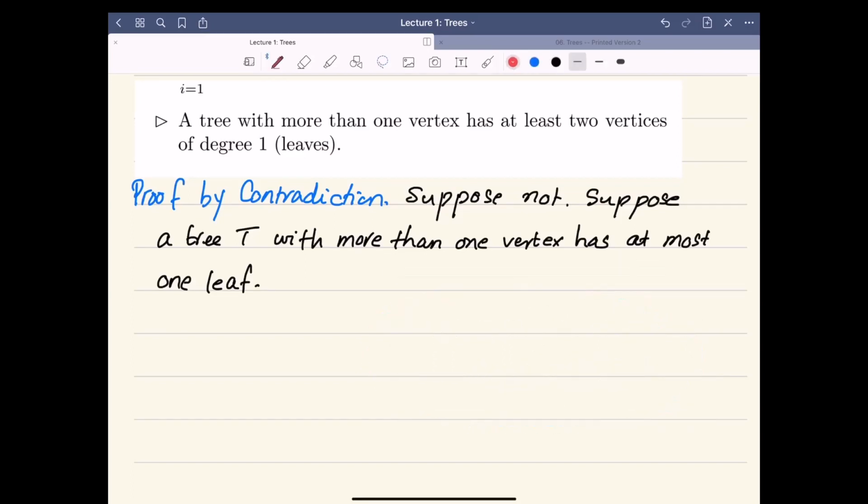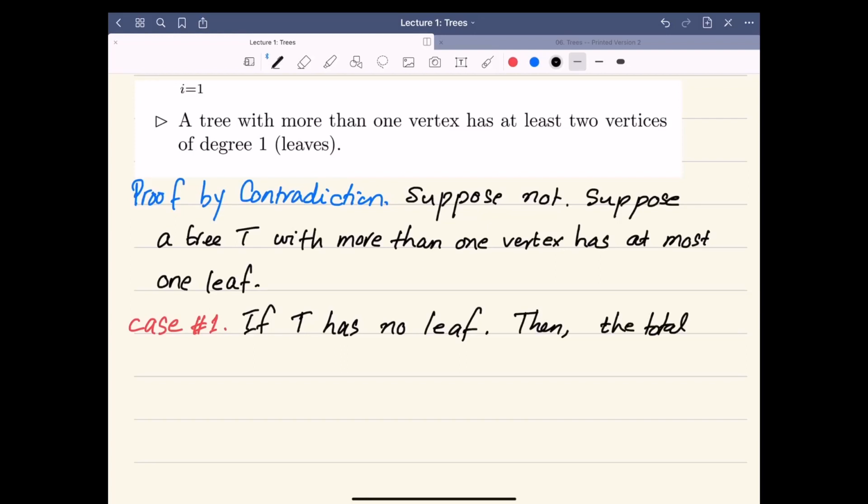Case 1, if T has no leaves or no leaf, then now what will be the total degree? Then the total degree, which is summation, is greater than or equal to the minimum total degree, which is 2n. So this I will put a label. This is minimum total degree. Why is this the minimum total degree?